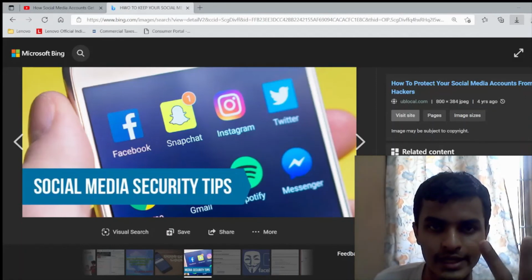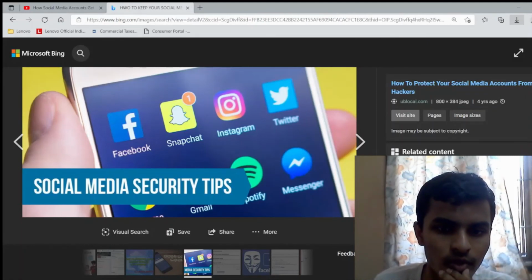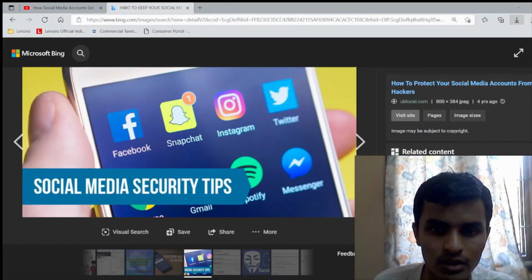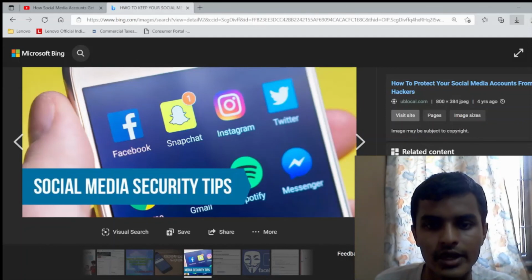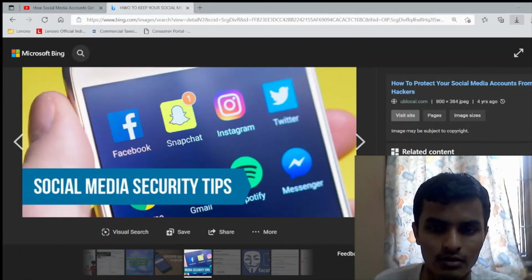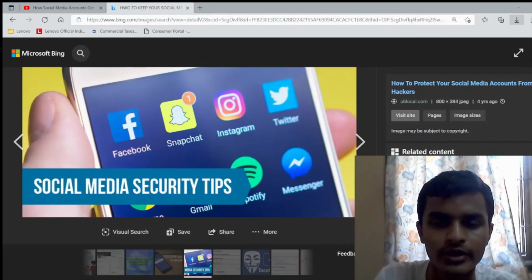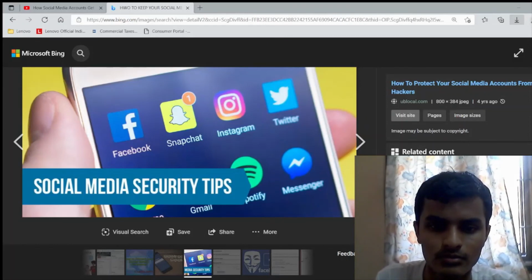That was one. Second, you can turn on two-factor authentication, and two-factor authentication is very important for any account. Nowadays they ask for it in Google, Instagram, Facebook, or anything. That's the way you can keep it secure, and other things too. That's it from my side.